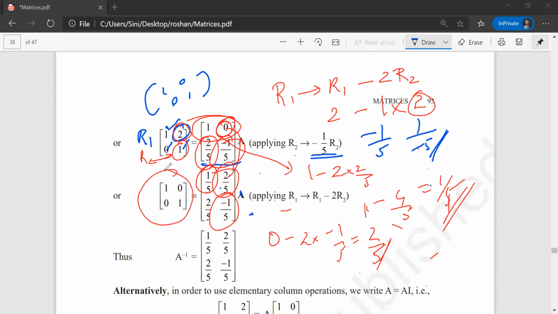So if you get the identity matrix here, do not forget this A. If you forget this A, they will cut half a mark or 1 mark. Don't forget this thing. Then you bring this A here. A inverse is this. A inverse is this answer. That's all. Very easy thing.